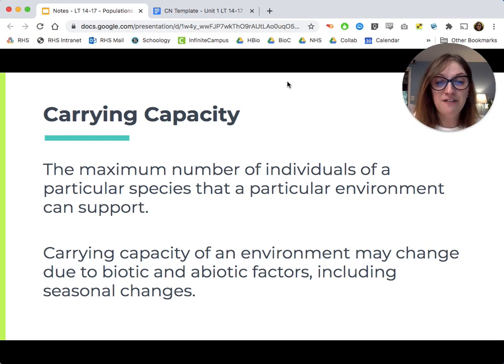So these limiting factors, the limits to resources, result in what we call the carrying capacity. And the carrying capacity is the maximum number of individuals of a particular species that a particular environment can support at a specific time. So basically, it's the number of organisms that the environment can carry. Okay, so carrying capacity of an environment can also change due to biotic and abiotic factors such as seasons.